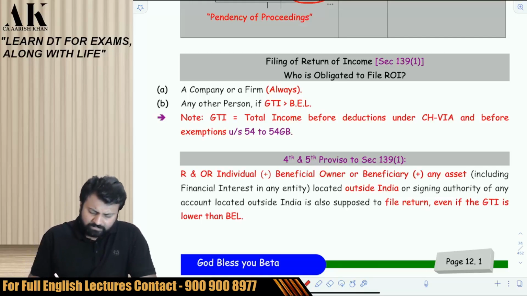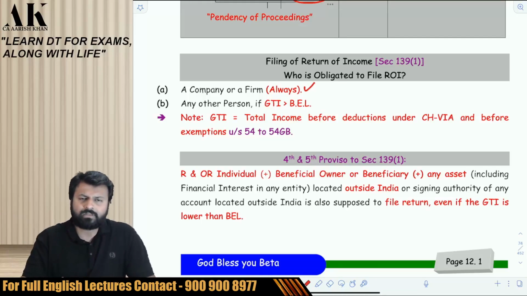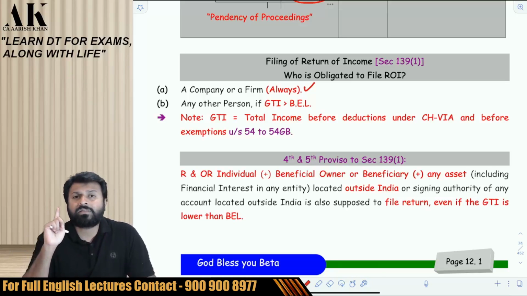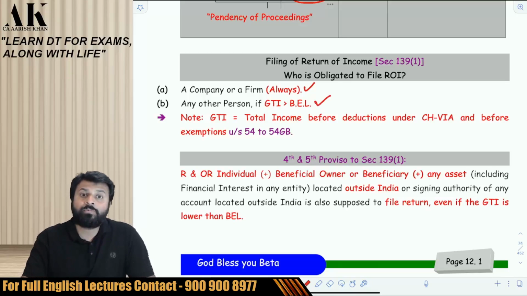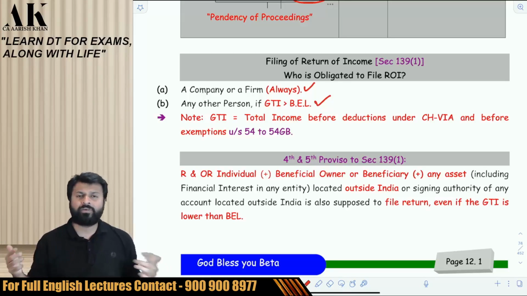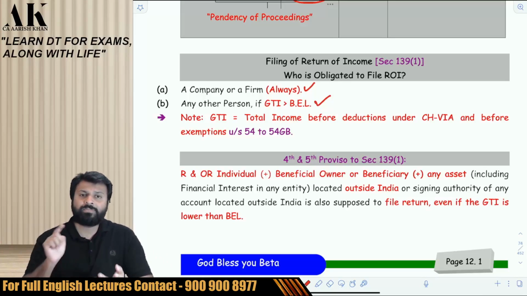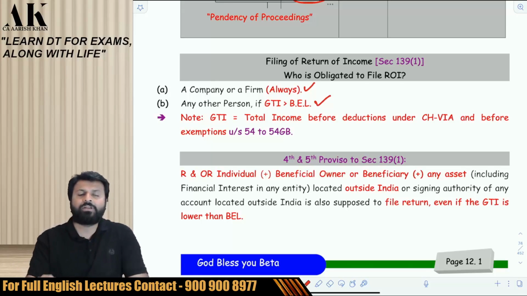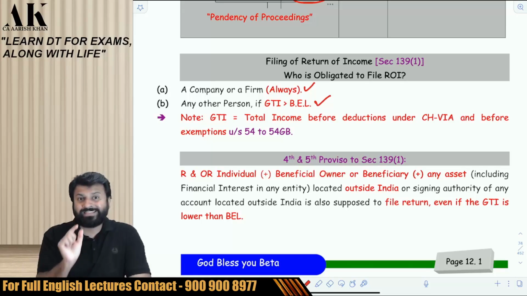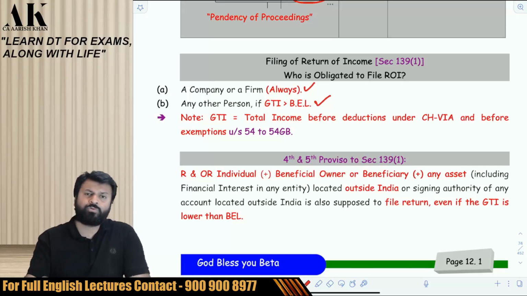Who is obligated? Company and firm are always obligated, irrespective of the total income or loss. If a company is earning a huge amount of money, they have to file the return. Even if they are into losses, they have to file the return. Return filing is inevitable for what? Company and firm. They have to always file the return. For others, apart from company and firm, who is obligated to file return? For others, like individual, HUF, AOP, BOI, return filing is mandatory if their gross total income is greater than the basic exemption limit, and the gross total income which has to be seen is seen before two things.